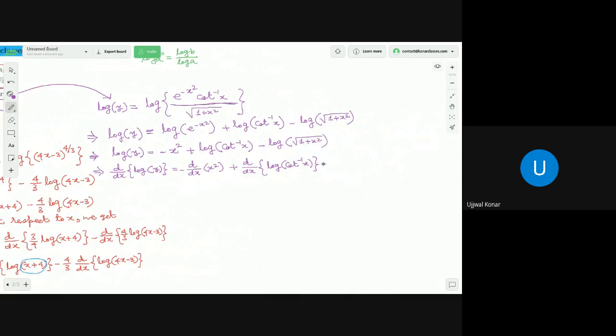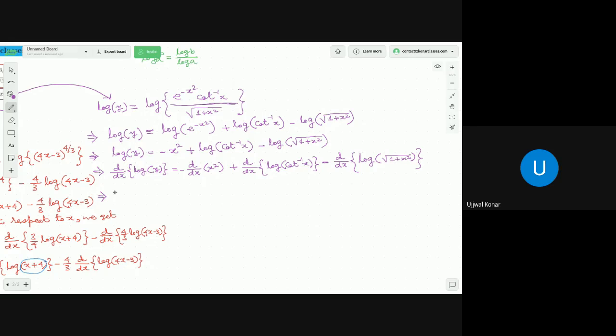Minus log of square root of 1 plus x square, correct? Sorry, I need to write d/dx. I didn't write d/dx, sorry. Minus d/dx of, it is minus d/dx of log of square root of 1 plus x square. Yeah. So from here, what we get?